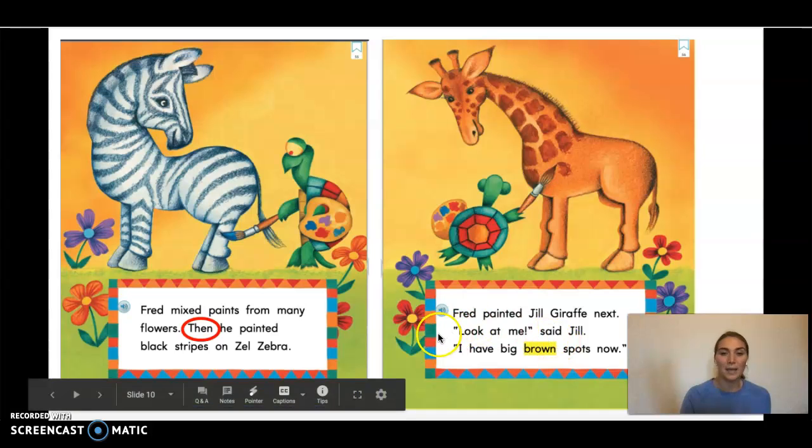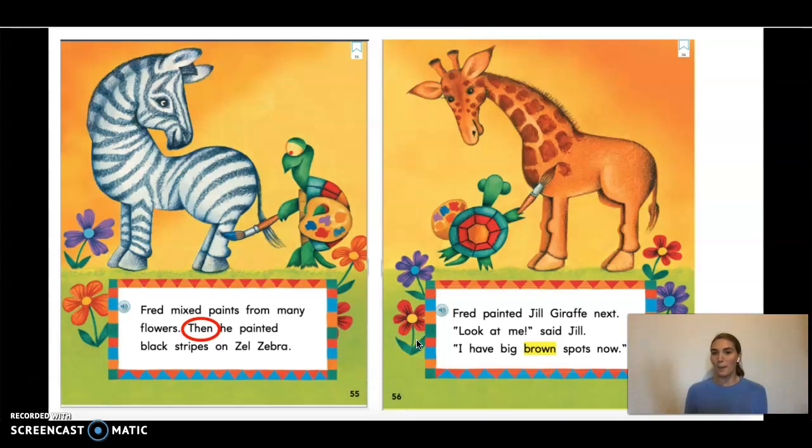Looking at the next page, Fred painted Jill Giraffe next. Look at me, said Jill. I have big brown spots now. Do you see an order word on this page? Great job! We see the word next. That tells us that it happened after.